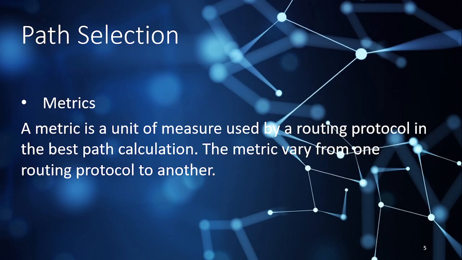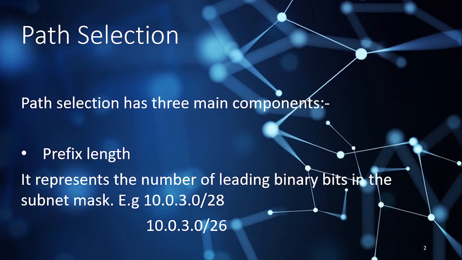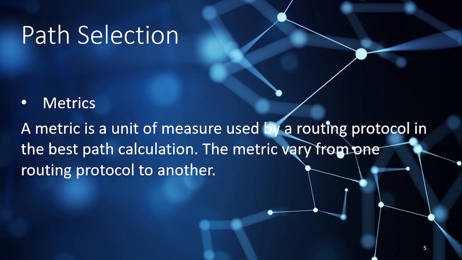So it's important to know about the three main components for the path selection process. The first one is the prefix length, second the administrative distance, and third the metrics.